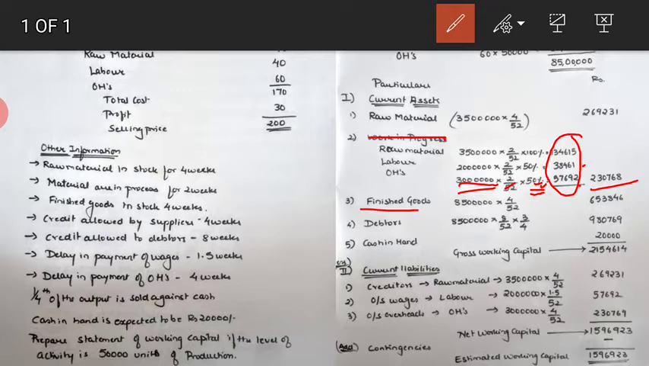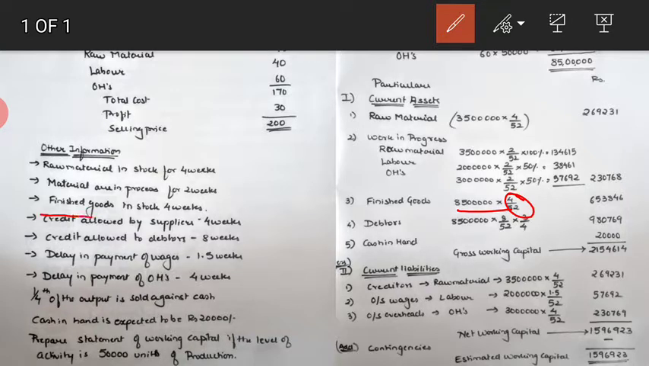Now how do we evaluate finished goods? Finished goods is evaluated at total cost, that is all the three together 100%. So we consider directly the total cost. I hope you're clear with how do we get this total cost. It is raw material, labor plus overhead, that is 35 lakhs plus 20 lakhs plus 30 lakhs gives you 85 lakhs. So finished goods is 85 lakhs into 4 divided by 52.